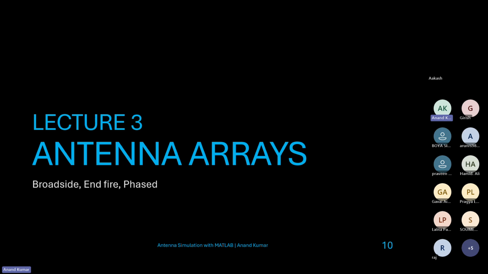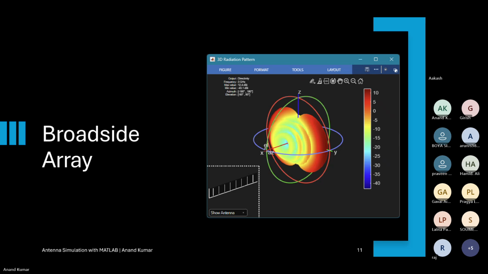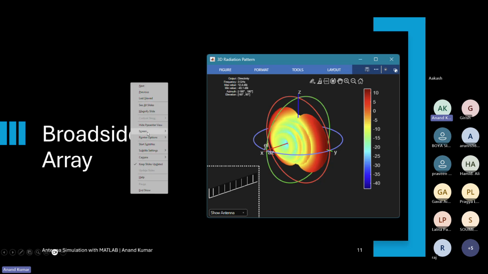And then we'll see three cases. The first is broadside, which is the best example to learn the script. And then we'll look at the end fire and then phased. So we'll start with a broadside array, and a broadside array looks something like this.